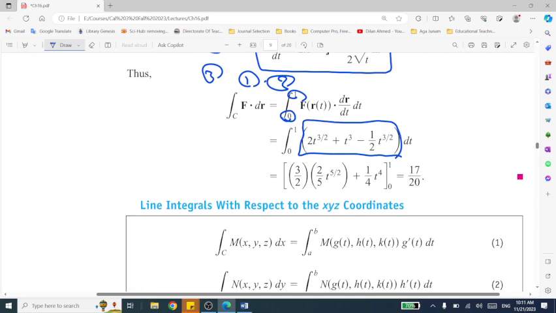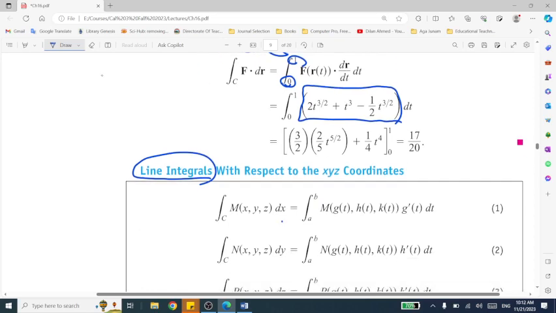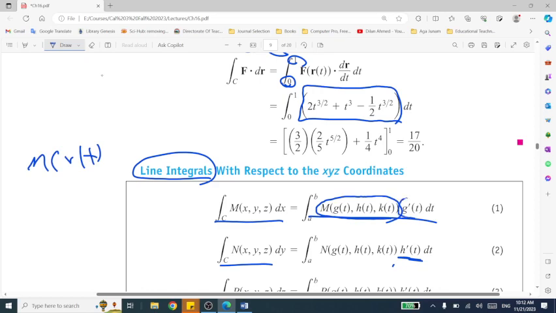Now, sometimes your function or your integral, line integral, needs to be in x, y, z, not in i, j, k. What do you mean? Look at here. First, I'm going to change M by r(t). Then I'm going to find g of x, r(t) by x. Let me say r_x. Then we are going to multiply by dt.